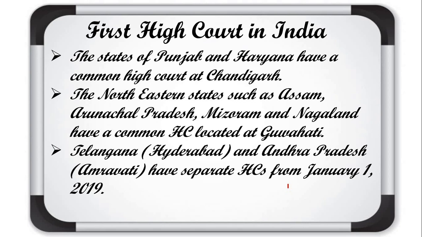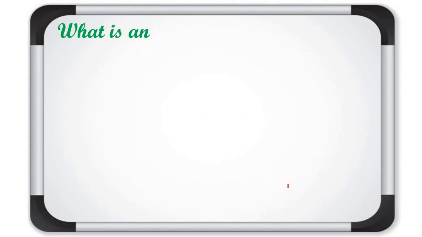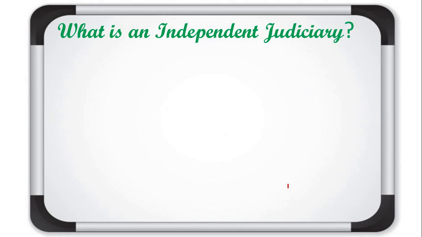Telangana, with capital Hyderabad, and Andhra Pradesh, with capital Amravati, have had separate High Courts from January 1st, 2019. Earlier they were a common state, Andhra Pradesh, but it was divided into 2 parts. One is Telangana, the second is Andhra Pradesh, and now they have separate High Courts also. Understood? So you must know all these years when these High Courts were set up in India.